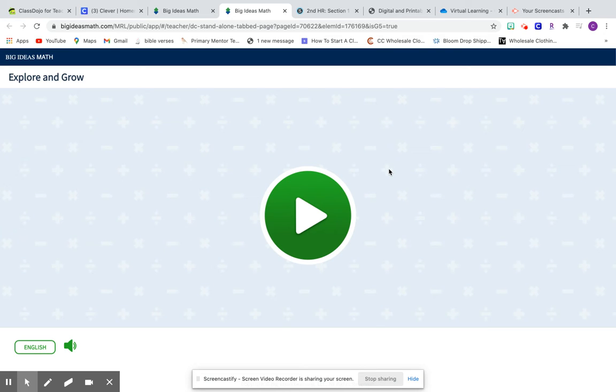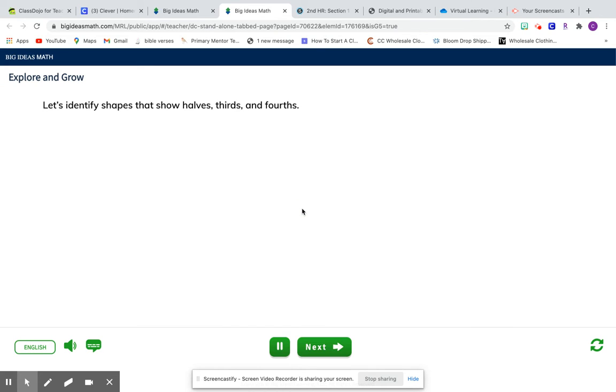Hey guys, we are going to look at lesson 15.6 for today's Big Ideas Math. We're going to start with our Explore and Grow. Let's identify shapes that show halves, thirds, and fourths.